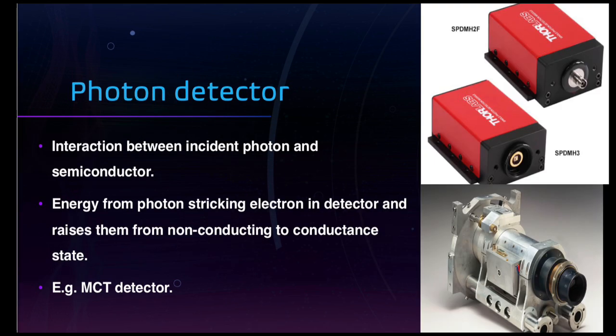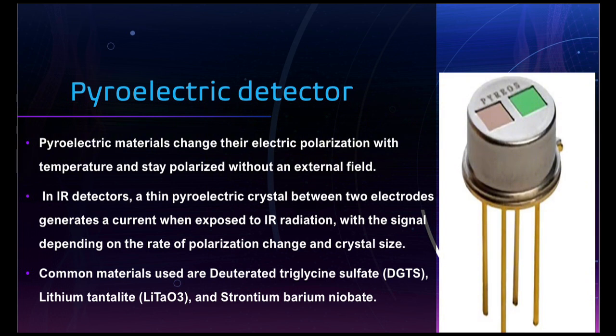Photon detector: interaction between incident photon and semiconductor. Energy from photons striking electrons in the detector raises them from a nonconducting to a conductance state, for example the MCT detector. Pyroelectric materials change their electric polarization with temperature and stay polarized without an external field. In IR detectors, a thin pyroelectric crystal between two electrodes generates a current when exposed to IR radiation, with the signal depending on the rate of polarization change in the crystal. Common materials used are deuterated triglycine sulfate, lithium tantalate (LiTaO3), and strontium barium niobate.